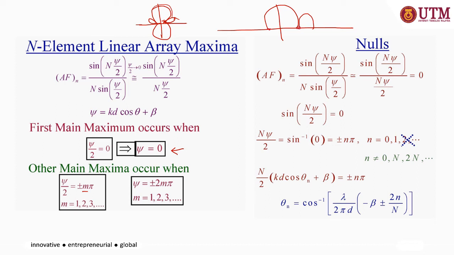Okay, same goes to the left hand side, so this is the second maximum and so on. So this is for the maxima, and for the nulls we can determine at which angle the nulls occur, right? It can be determined by finding the theta n given by inverse cos of this equation.